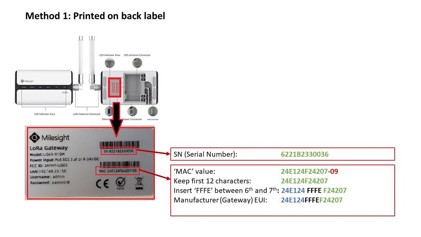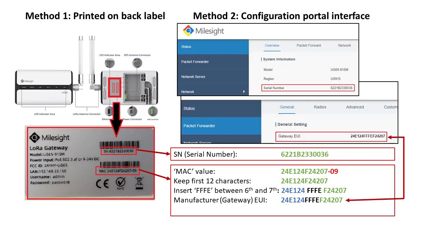The second place is located within the remote configuration web portal. A little later on in this video, once I've shown you how to access the configuration web portal, I'll be validating the information printed on the back label, which I'm going to proceed to use to register the gateway now.